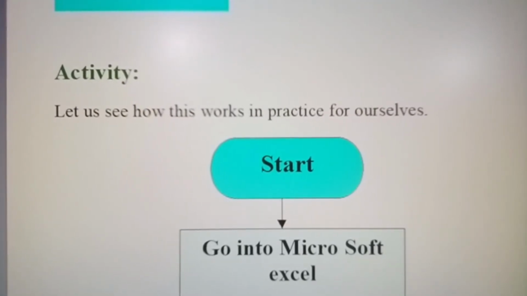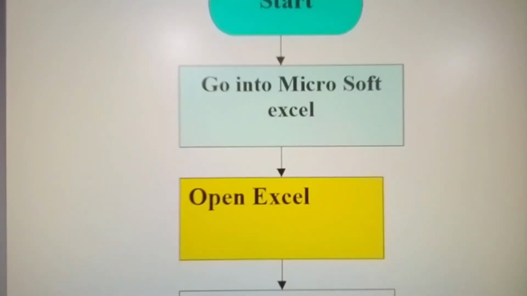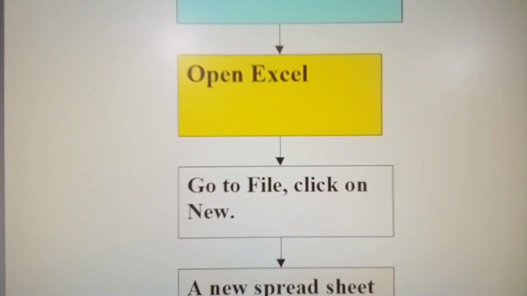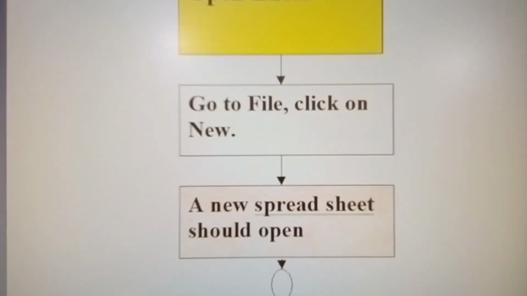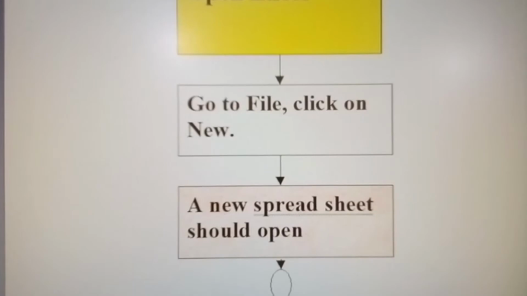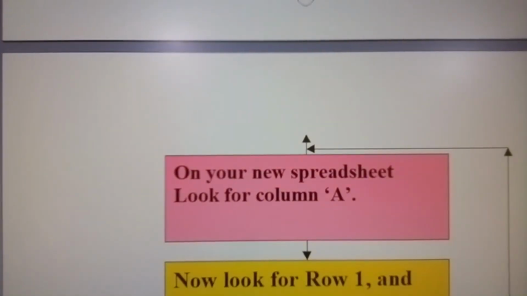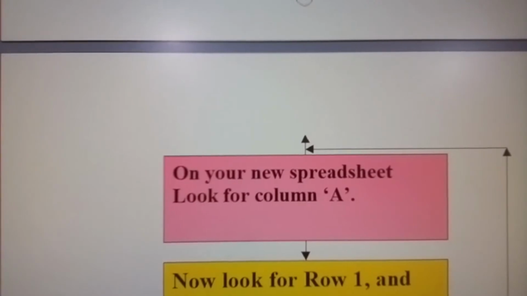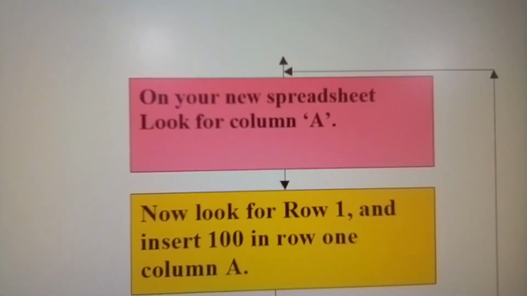Okay, going to Microsoft Excel, open Excel, go to File, click on New. A new spreadsheet should open. On your new spreadsheet, look for column A. Now look for row 1 and insert 100 in row 1, column A.